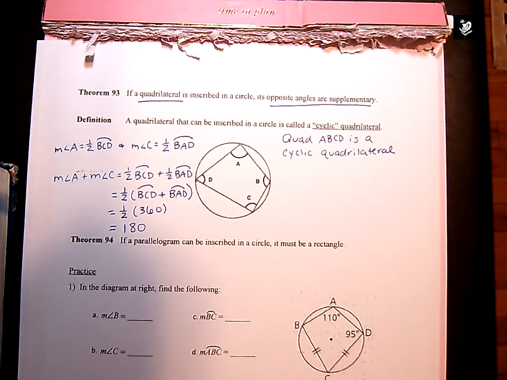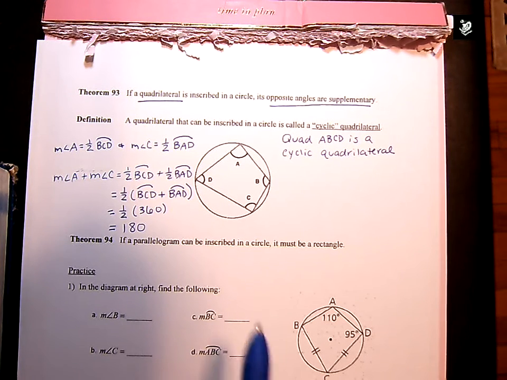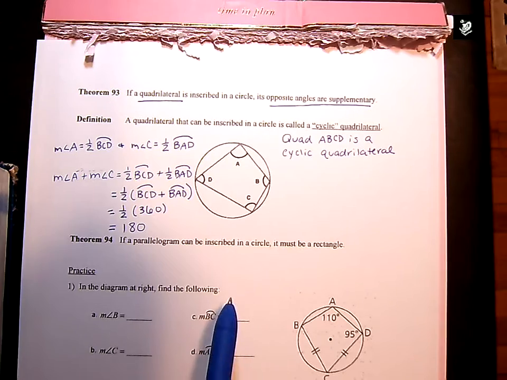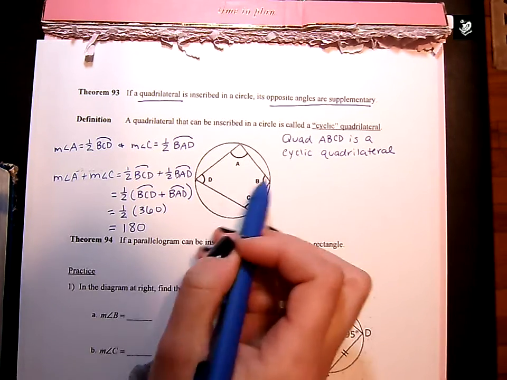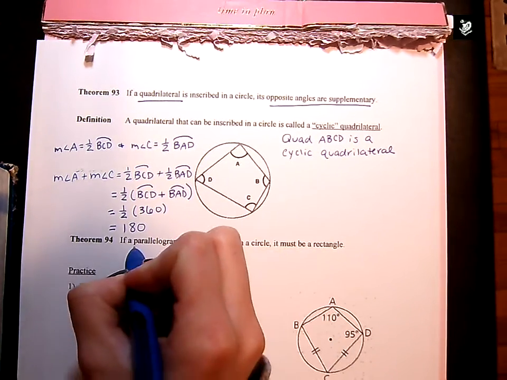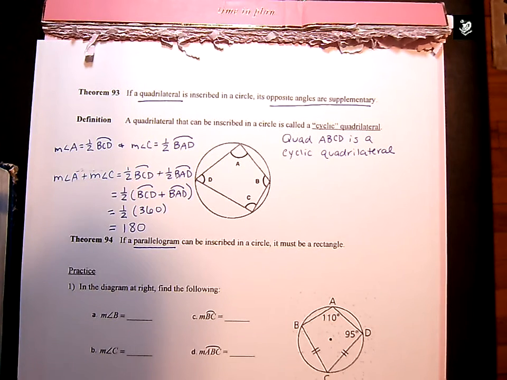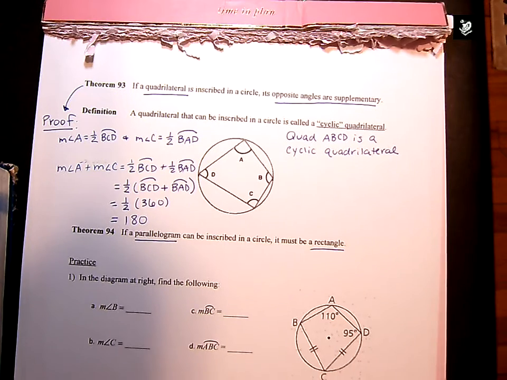The last theorem in this section is Theorem 94, which says that if a parallelogram can be inscribed in a circle, then it must be a rectangle. So if we know, for instance, that this quadrilateral was a parallelogram, then it must be a rectangle. That would mean that the diagonals of that rectangle would be the diameters of the circle, and you would be able to use the Pythagorean theorem to find missing pieces. So these are all the theorems and definitions that are part of 10.7. Now we're going to do some practice.